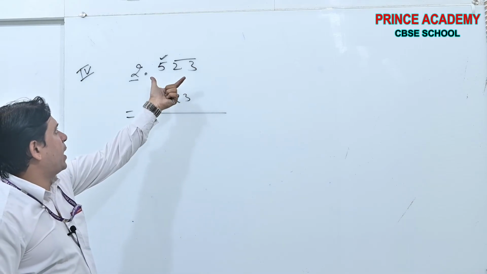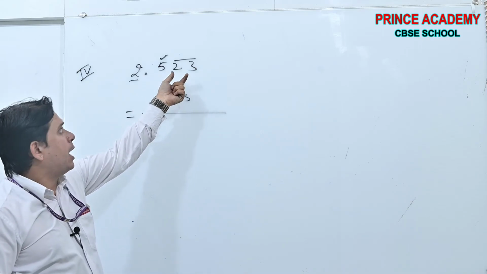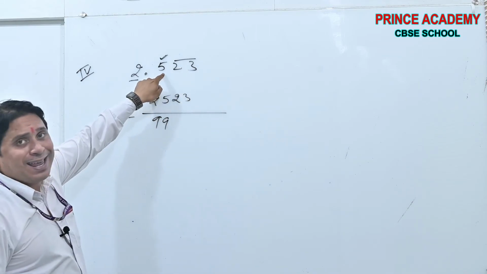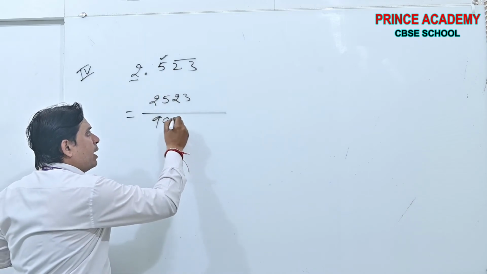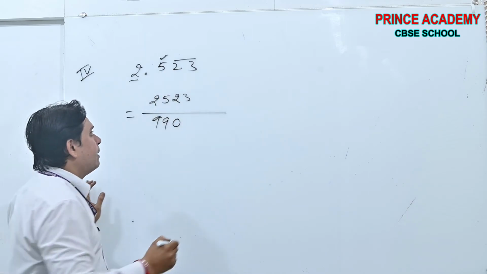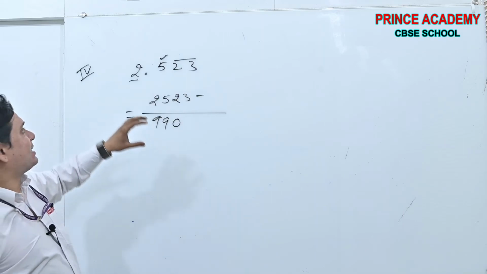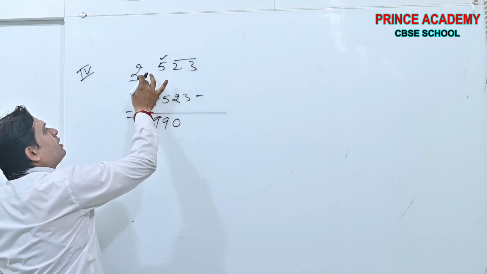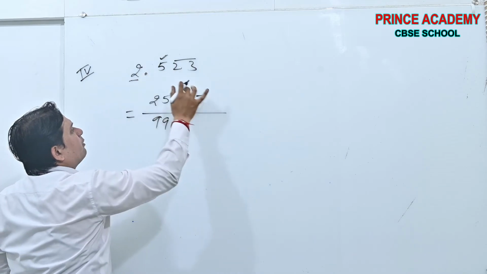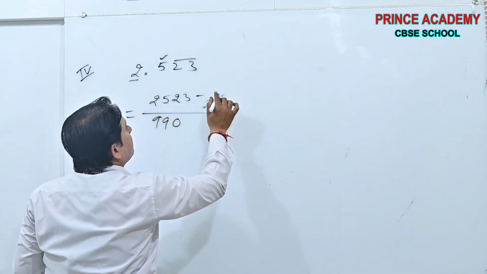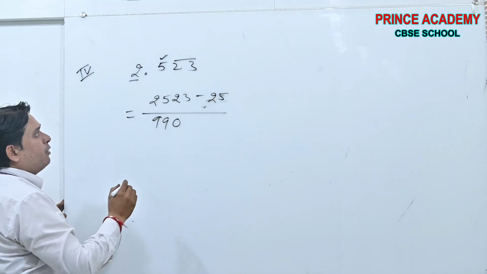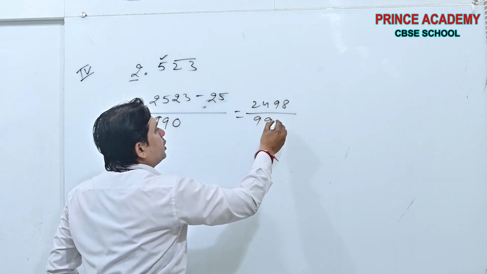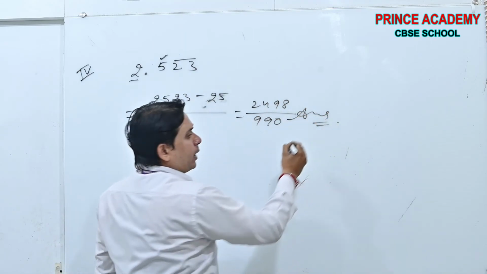Denominator depends on the after decimal portion. How many are repeating? 2. How many is non-repeating? 1. Okay, done. Minus the non-repeating portion. See beta, this is repeating portion. If you remove the point, this 25 is the non-repeating portion, minus 20. What will you get? You will get 2498 by 990. This is the answer. Okay?